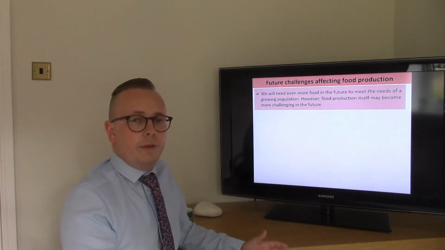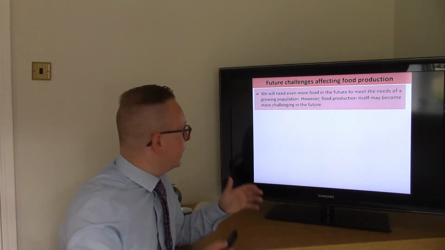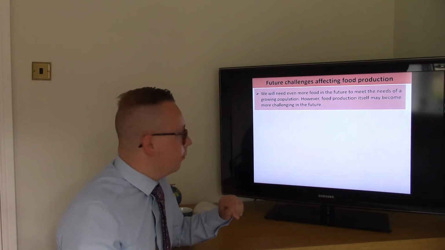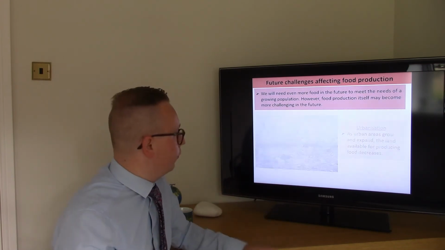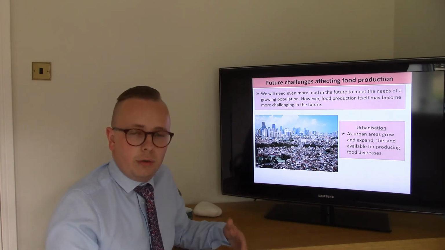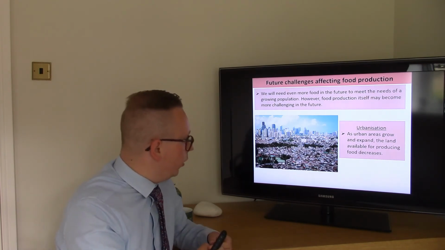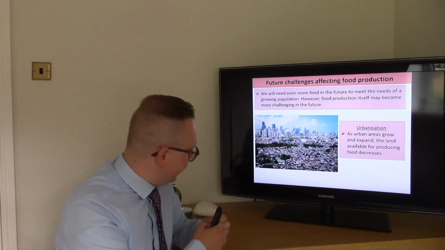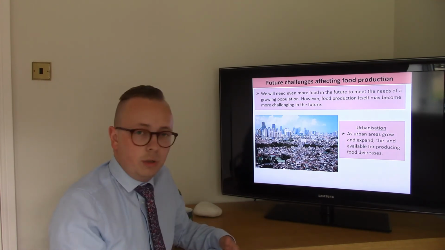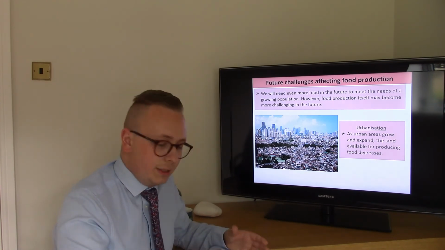Now we'll just think a little bit about the future, because we know that population is continuing to grow, and so we're going to need more food. However, food production itself may also become more challenging in the future. Here's a couple of reasons why. First of all, urbanisation. We know that an increasing amount of people are moving to the cities, and cities around the world, particularly in the developing countries, are expanding rapidly, and as a result they're taking up land that could be used for farming, and as a result food production and the land available to produce food is decreasing.